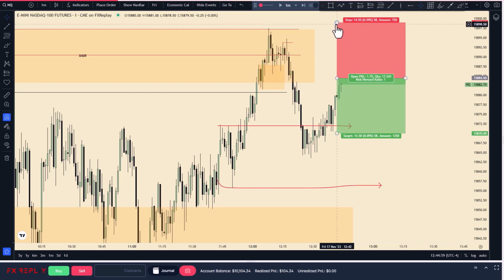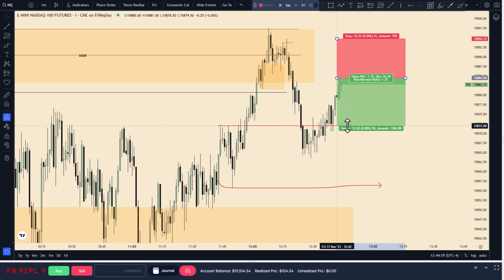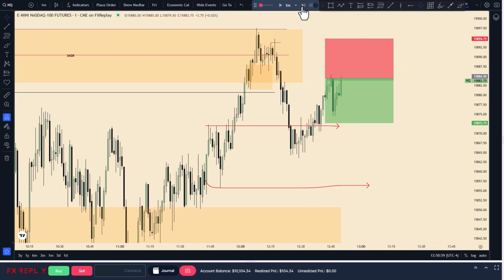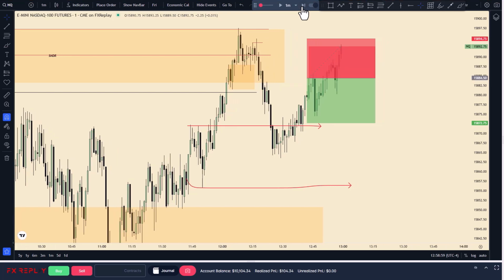But am I going to take the short from here? Of course not. Even if it worked, I'm not going to take it. I don't want to. This can be the expansion leg, and I don't want to reverse the expansion. So we're going to leave this here, and we're going to see how price reacts to it. So, do you want to participate in this trade? Be my guest. For me, I won't.